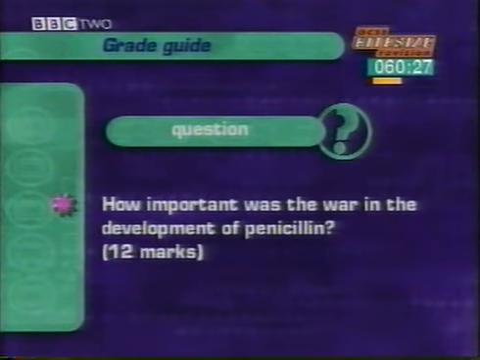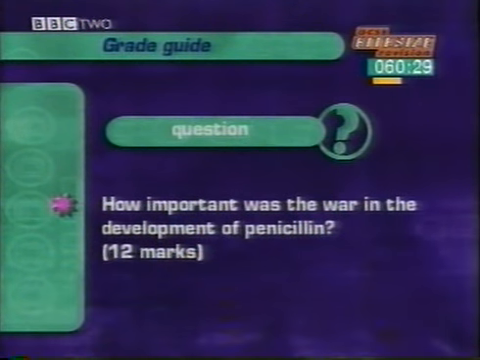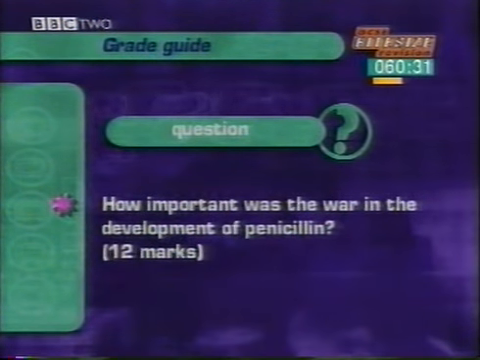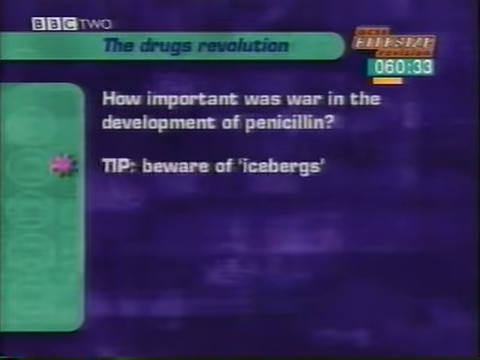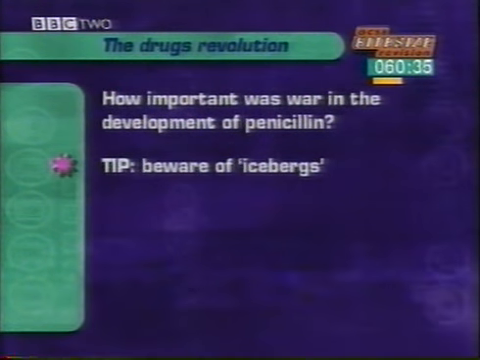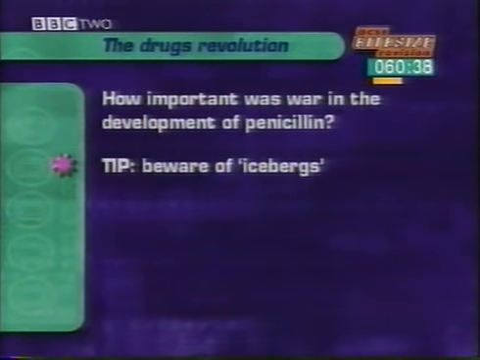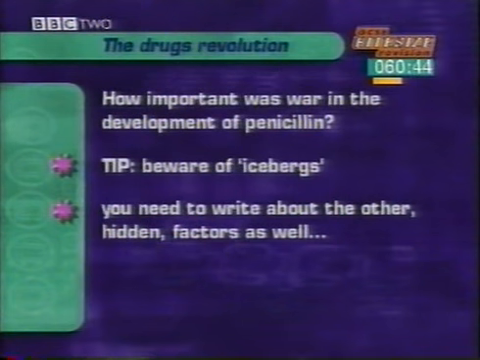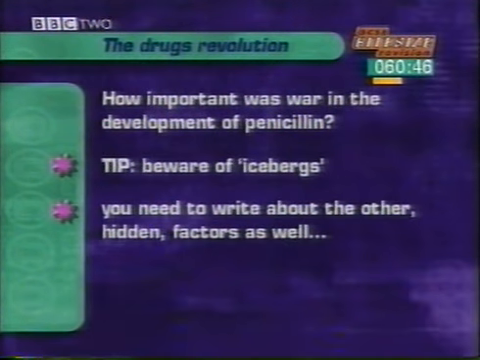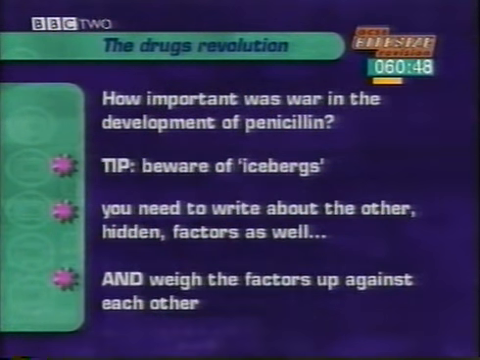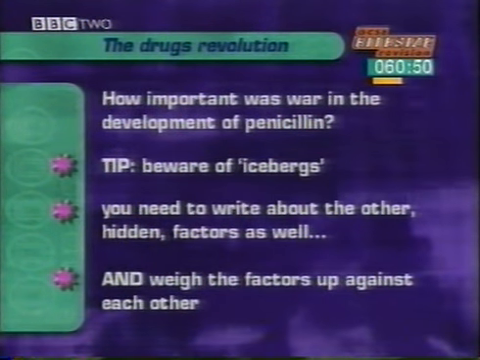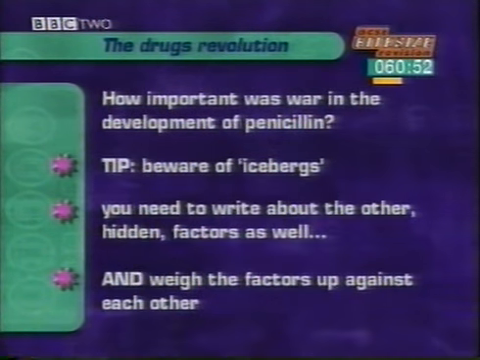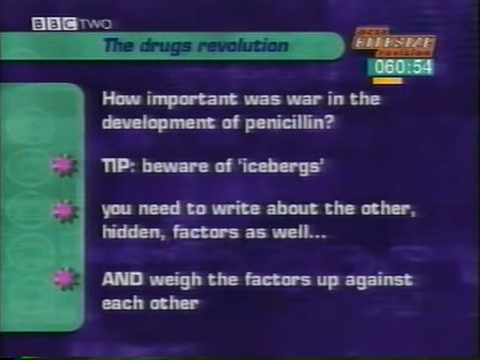Now let's look at a typical exam question. How important was war in the development of penicillin? This question carries 12 marks. Here's a tip. This is an example of an iceberg question. It mentions one factor, the tip of the iceberg, in this case war, but it's really asking you to write about other hidden factors as well, and to weigh up the factors against each other. Here are outlines of two different answers, one of which will be heading for a C grade and one for an A grade.